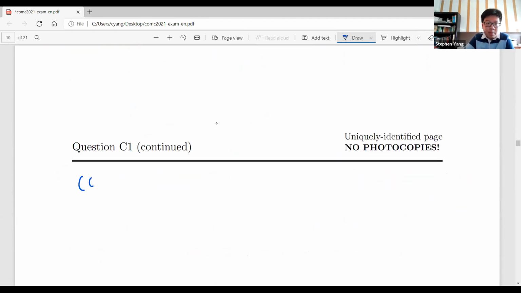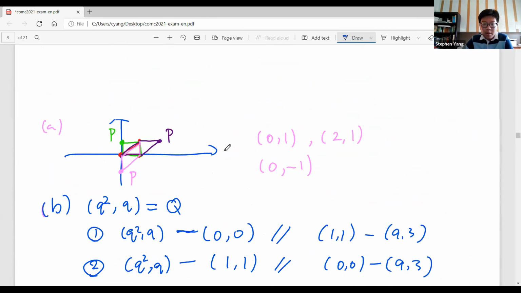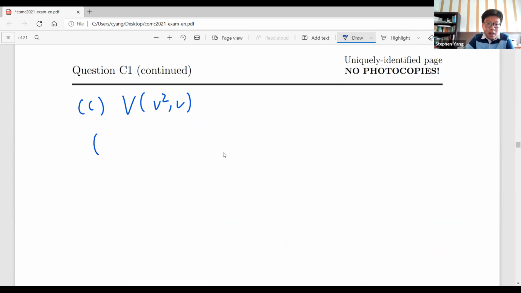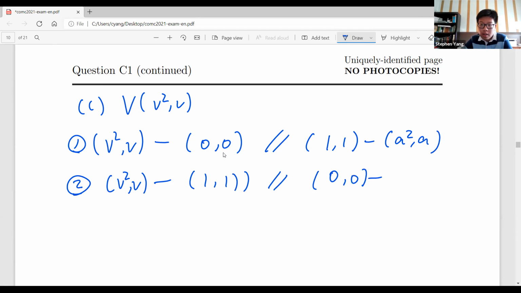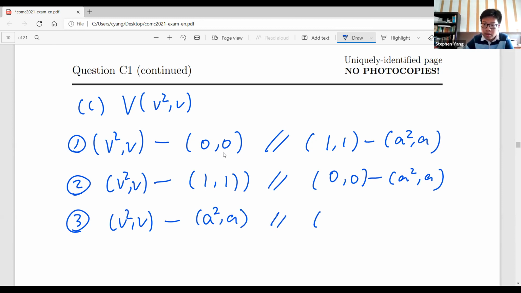Okay. Similar to part B, we let the coordinate of v be v squared and v. Similar to part B, we also have three cases. You have line v squared v to 0, 0 is parallel to line 1, 1 to a squared a. This is the first case. The second case is v squared v to 1, 1 is parallel to line 0, 0 to a squared a. And the last case is v squared v to point a squared a is parallel to line 0, 0 to 1, 1.